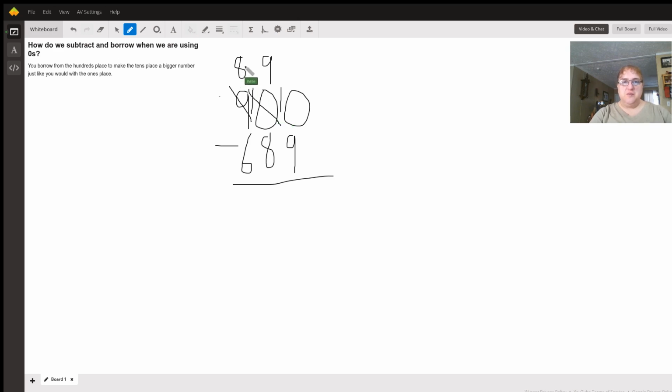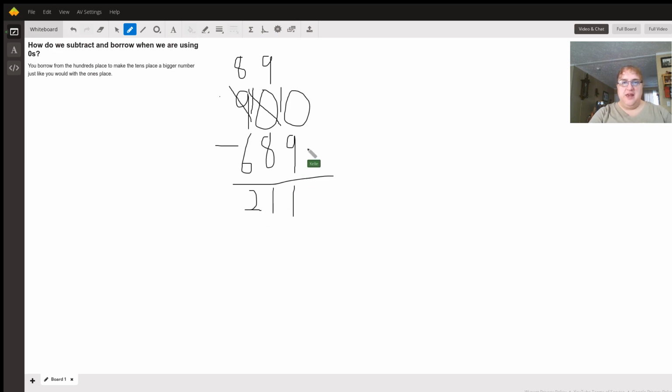Now look at all your numbers on top. They're big numbers, and the ones on the bottom are little. So now we can subtract. 10 minus 9 is 1. 9 minus 8 is 1. And 8 minus 6 is 2.